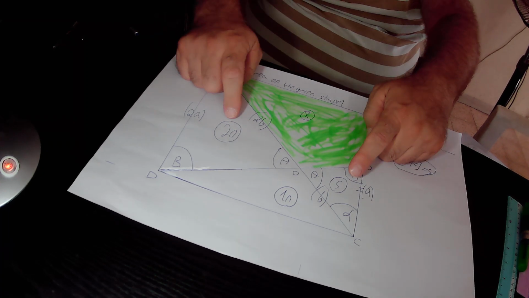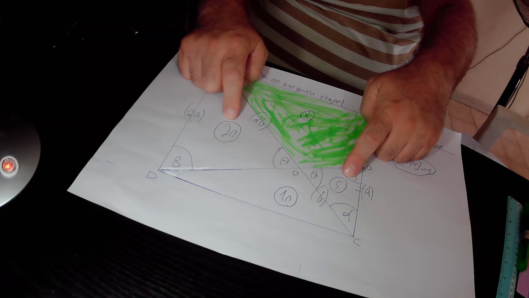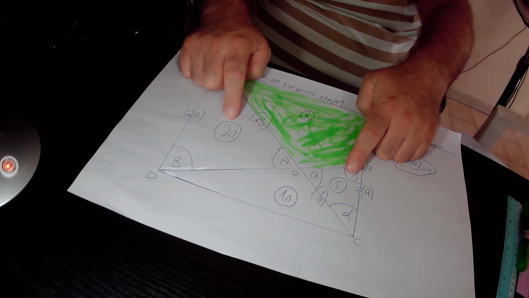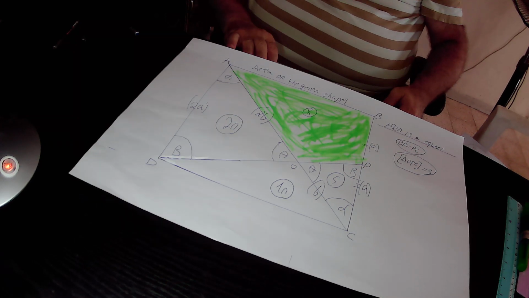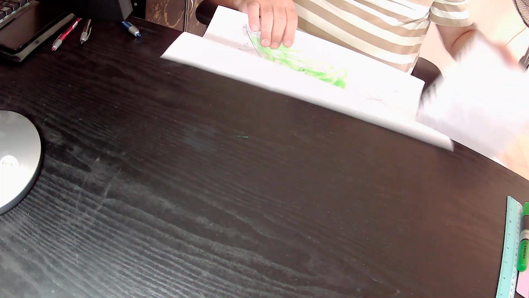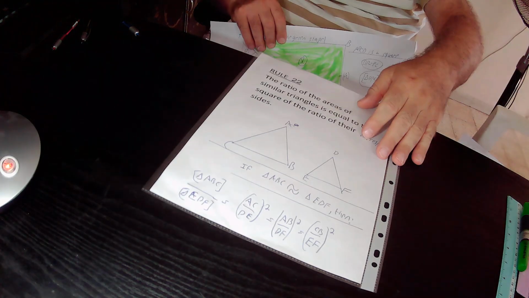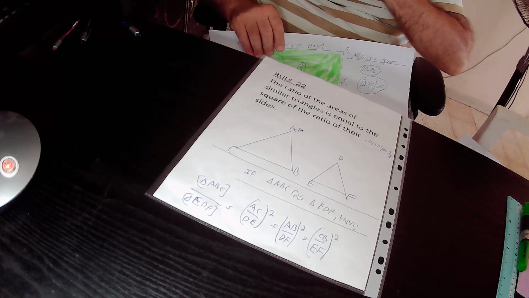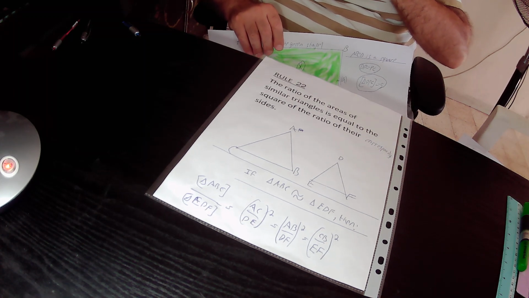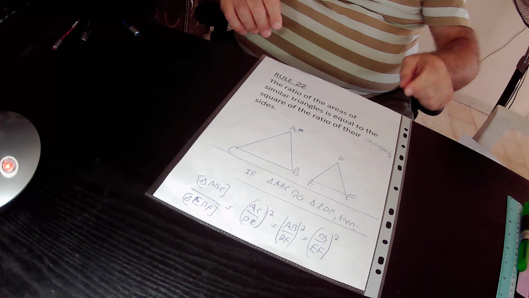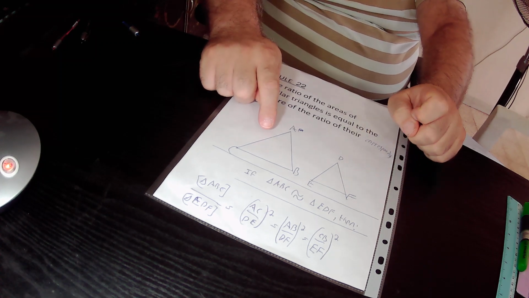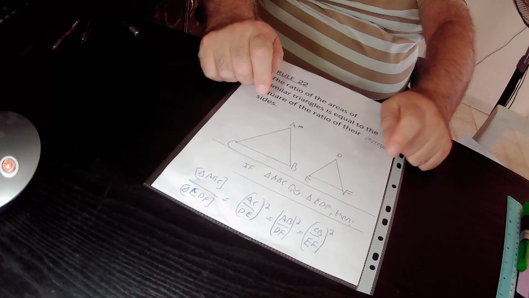And for the fact that those two triangles are similar to each other, we can implement here Rule 22 that talks about two triangles that are similar to each other. So if I click on Rule 22, according to Rule 22, the ratio of the areas of similar triangles is equal to the square of the ratio of their corresponding sides. So at the moment we have those two triangles. This is triangle ABC that is similar to this triangle DEF.